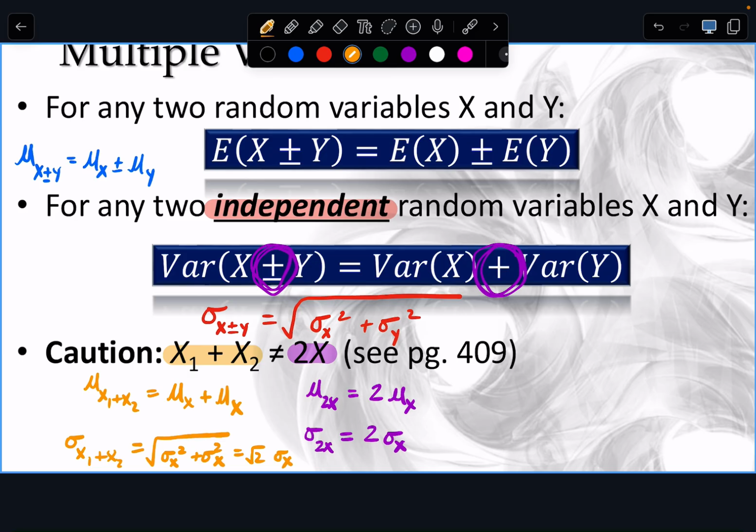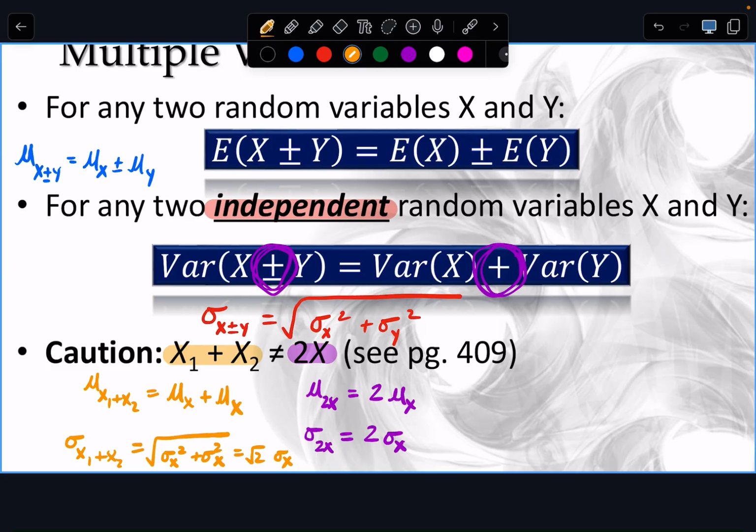When I add those together, I get 2 variances of x. Square root of variance is standard deviation. But I do not have the same coefficient in my final value. So when we're combining random variables, if we're combining the same random variable together, we cannot treat it algebraically like we normally would. X plus x does not equal 2x. One's a combination, one's a linear transformation. The formulas are different.